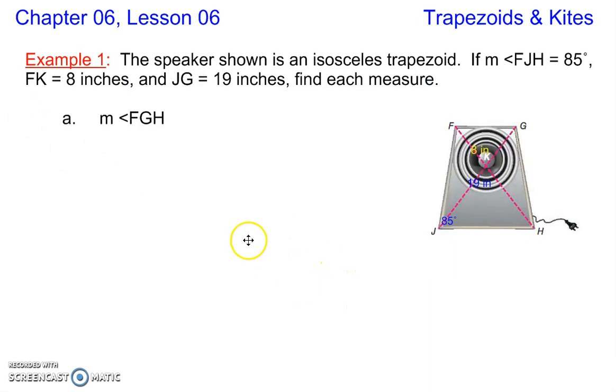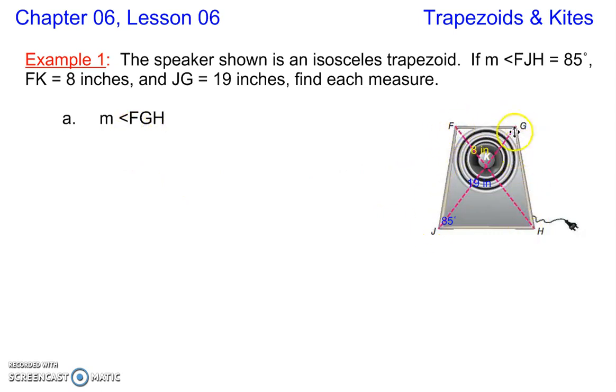All right, to use what we know, we have this speaker. It is an isosceles trapezoid if angle FJH, this angle, is 85, and FK, this length, is 8, and J to G, this diagonal, is 19. Find each measure. Okay, let's start with measure FGH.